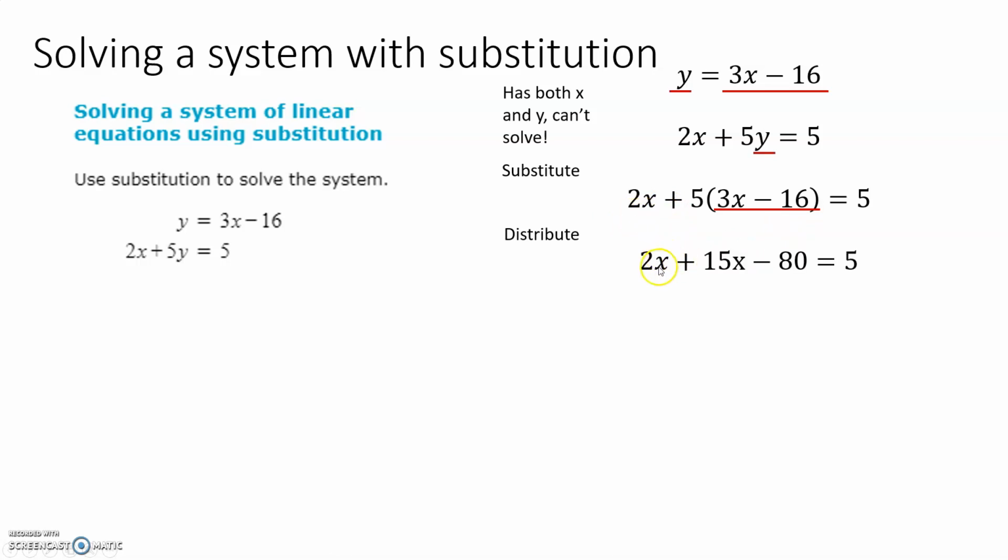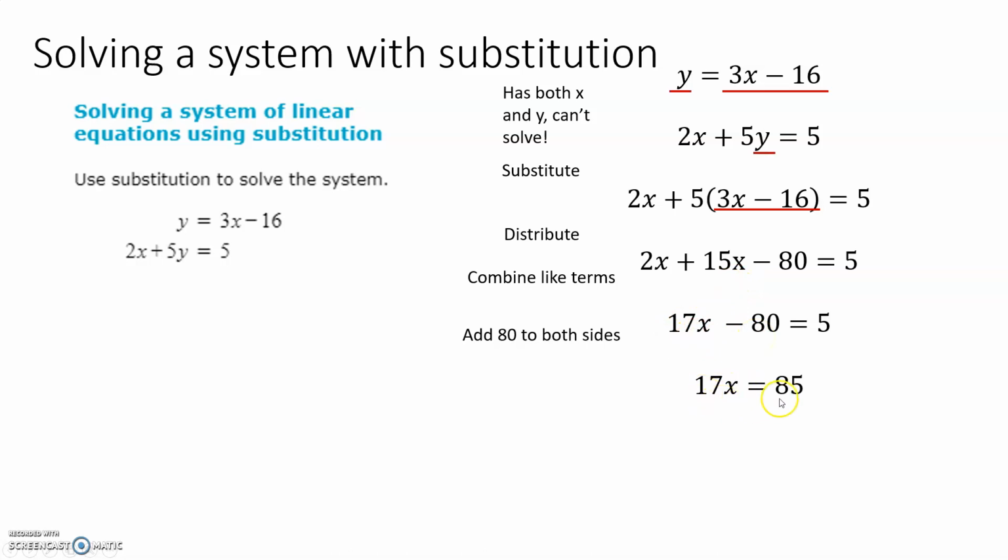So we'll distribute. You get 5 times 3x is 15x. And 5 times -16 is -80. So at this stage, combine like terms, so 2x plus 15x is 17x. Then we'll add 80 to both sides, and we have 17x equals 85. Divide both sides by 17, and you get x equals 5.